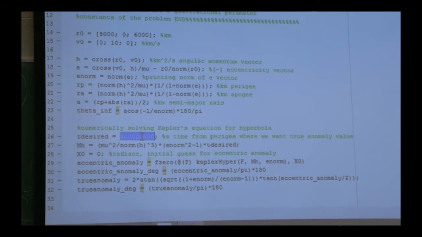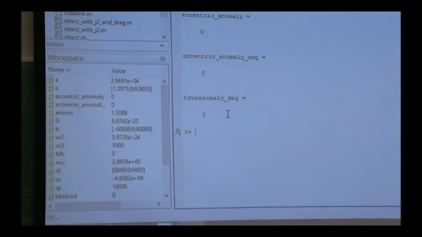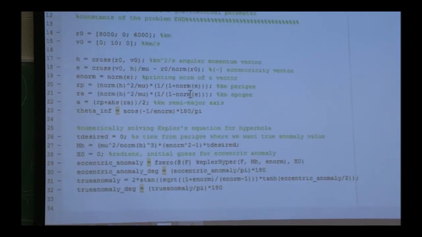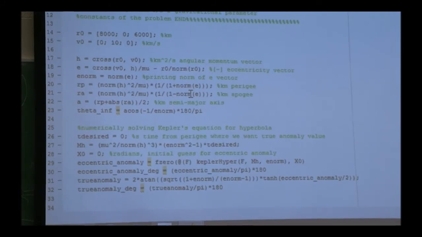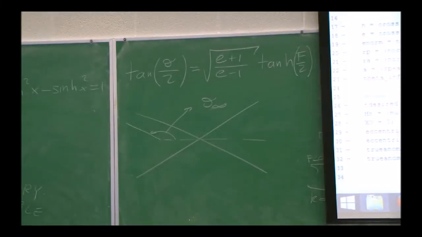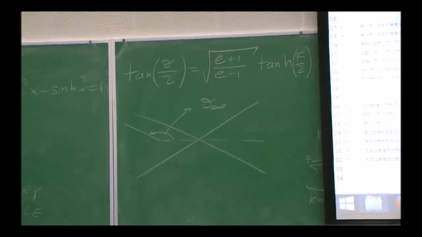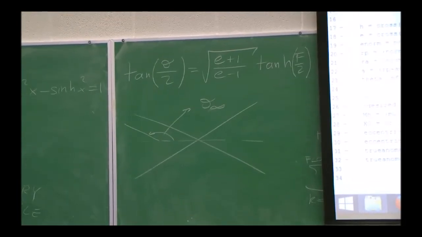If I put 0, hopefully... I don't know what happened. Yeah, through anomaly zero. So the story is exactly the same as for the eccentric orbit, except here there's no period. You're not going around. Same for the parabola. Yes. So for all of these orbits, is it safe to assume that we can have our initial guess of zero?